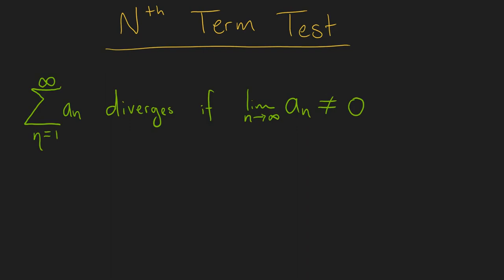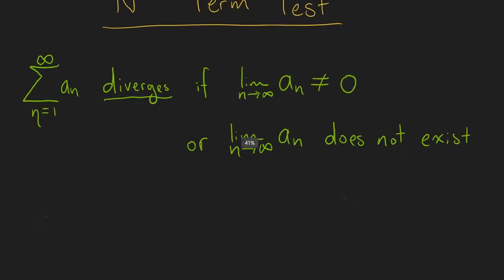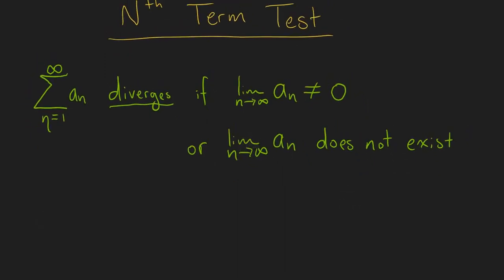So if it equals any other number, even positive or negative infinity, then this series will diverge. Also, or I would even add, if the limit as n approaches infinity of a sub n does not exist. For example, if we had some limit that just oscillated forever between -1 and 1 or other values, and never converged to a specific value, then this series will also diverge.